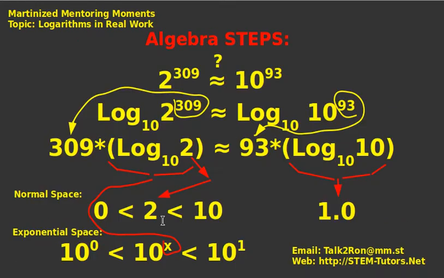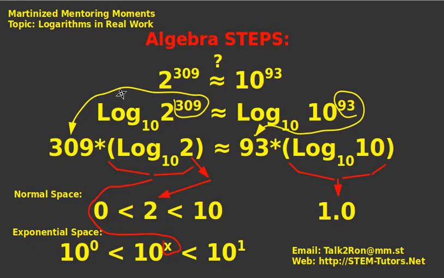One of the ways to do this without computers is to use logarithms, and here are some algebraic steps to go with that. We start with the conditional equals. 2 to the 309 power is approximately equal to 10 to the 93. So this is a question we're going to test.